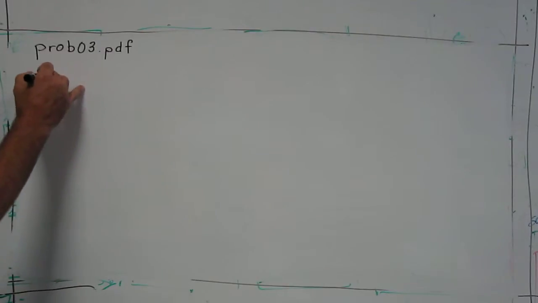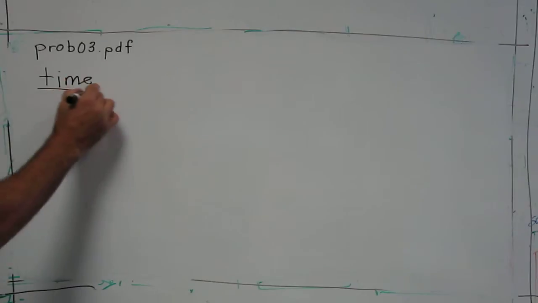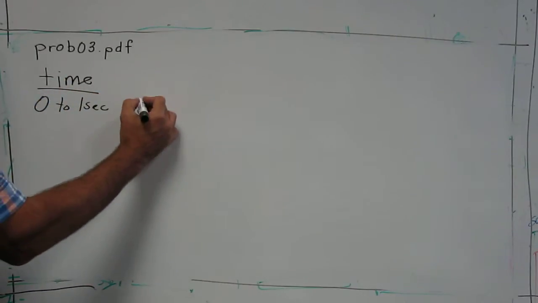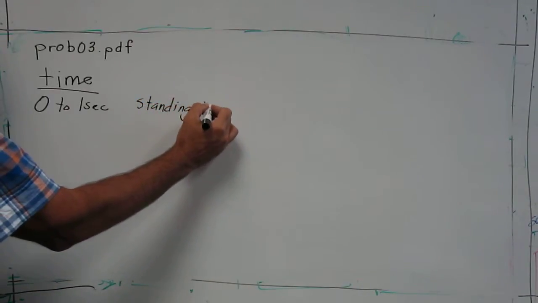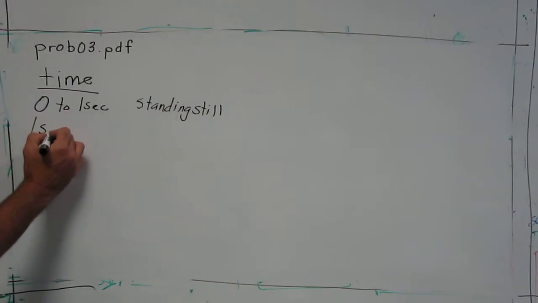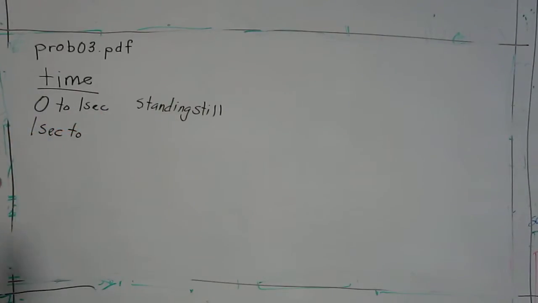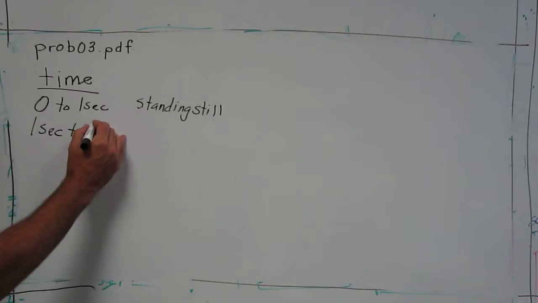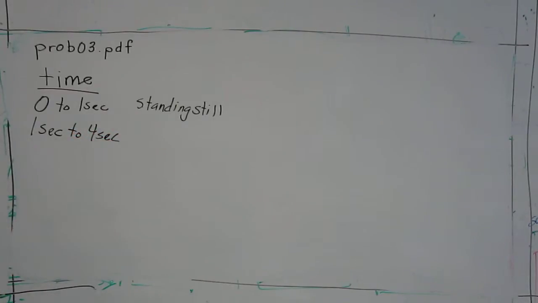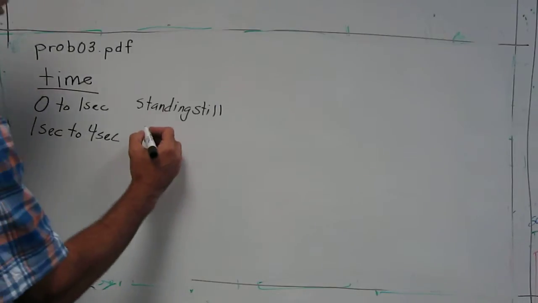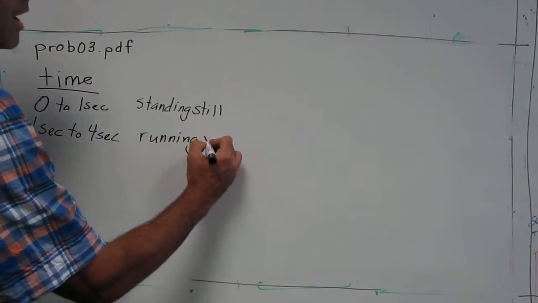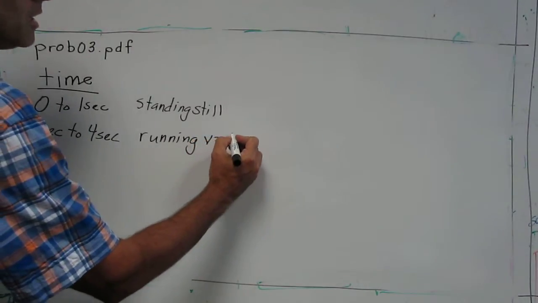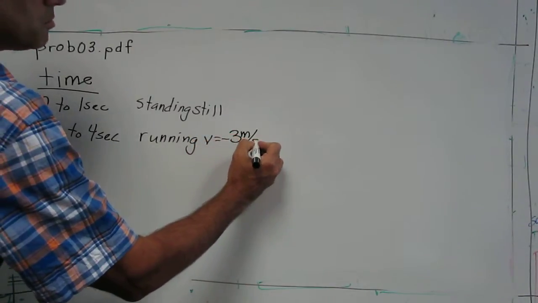So from 0 to 1 second, they're standing still. From 1 second to then 3 seconds later, which would be 4 seconds, they are running with the velocity, which is negative because we're going in the negative x direction, 3 meters per second.